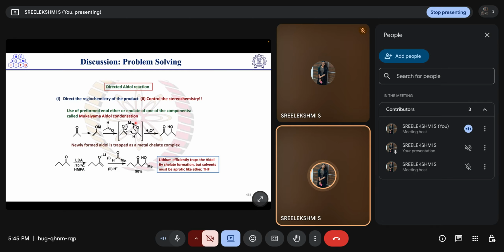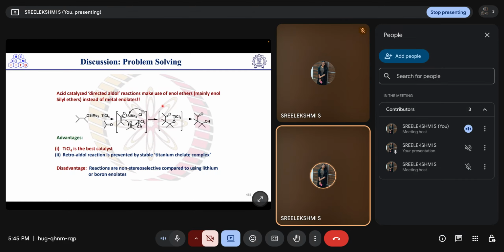Now, this aldol reaction can be directed also to direct the regiochemistry of the product, and we can control the stereochemistry of the reaction as well. Then there are acid catalyzed aldol reactions also, which make use of enol ethers, for example, enol silyl ethers instead of metal enolate. In that, titanium tetrachloride is the best catalyst, and using this acid catalyzed aldol reaction, retroaldol reaction is prevented by the stable titanium chelate complex. Now, the disadvantage is that the reactions are non-stereoselective compared to using lithium or boron enolates.